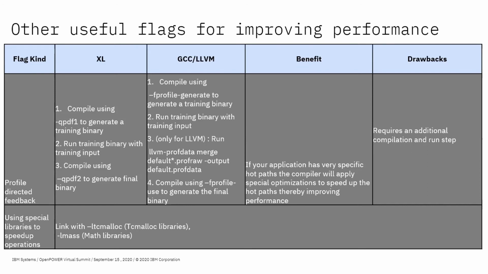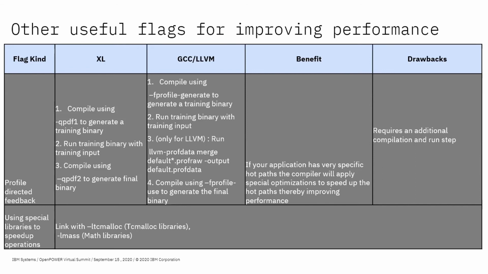And that is done by the final profile use step, or the PDF2 step if you're talking about Excel, to generate the final optimized binary. So this binary will be optimized for those specific hot paths. And we have seen that in certain cases where the hot paths are all that matters, like most of the performance is sitting on those hot paths, profile directed feedback improves performance significantly.